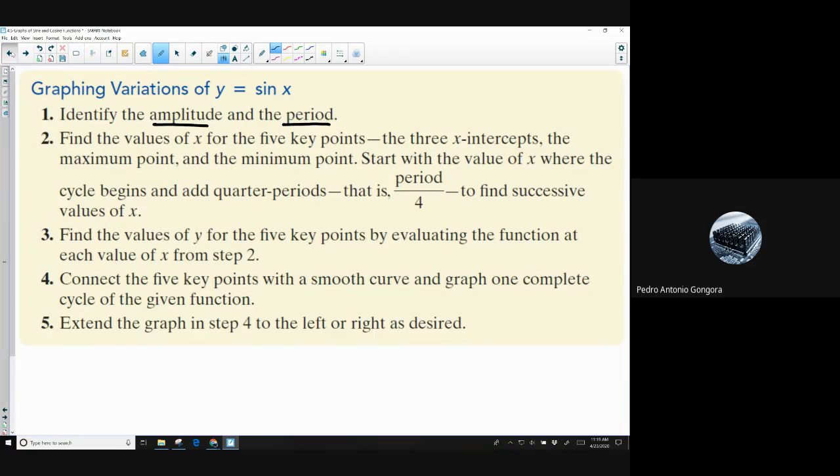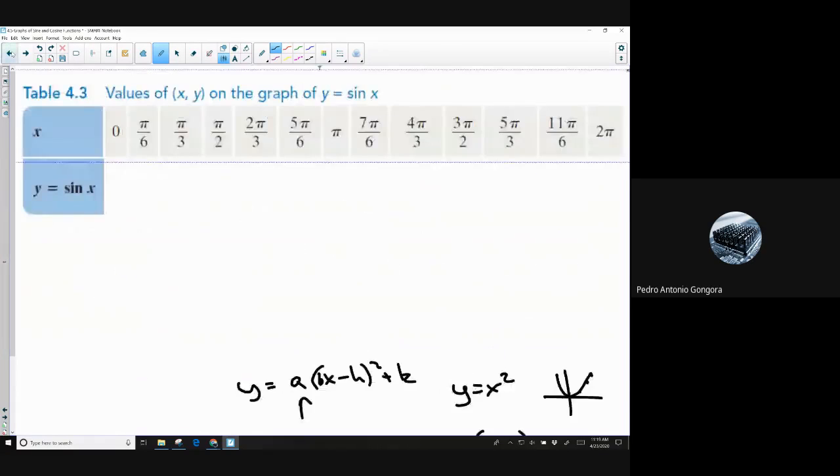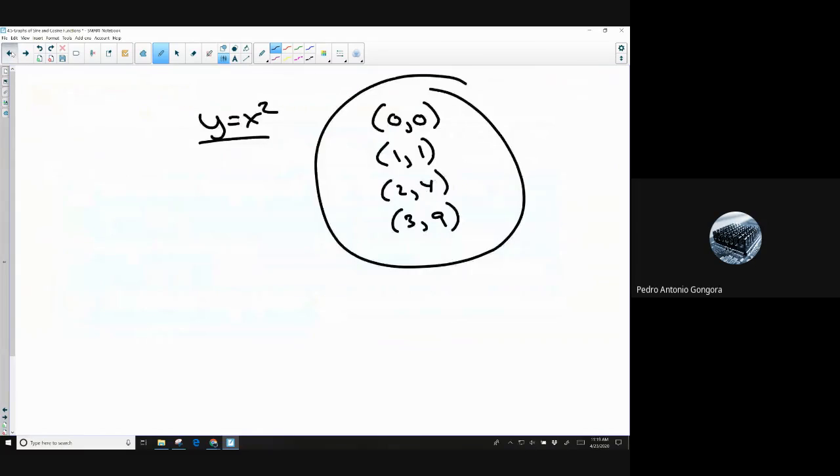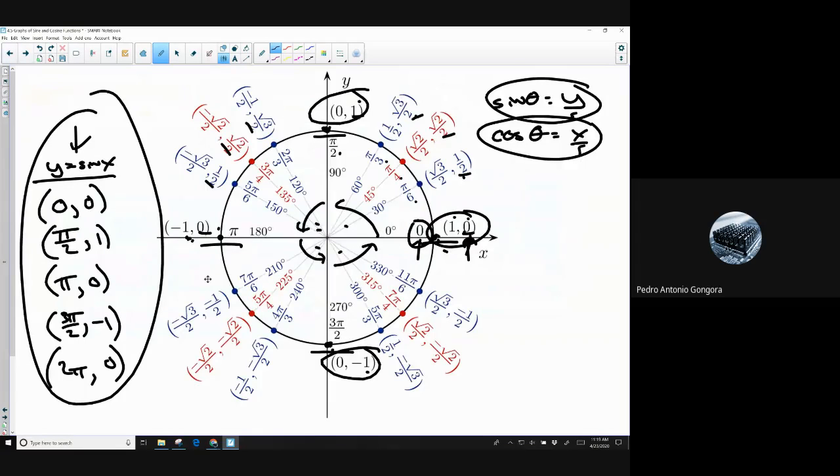So if you look at the parent function for sine, back here again, this is the pattern. Sine starts at the middle, right? The x-axis is the middle of the function. Then it goes to its max, then back to the middle, then down to the minimum, and then back up to the middle, okay? So that's the pattern for a sine function.